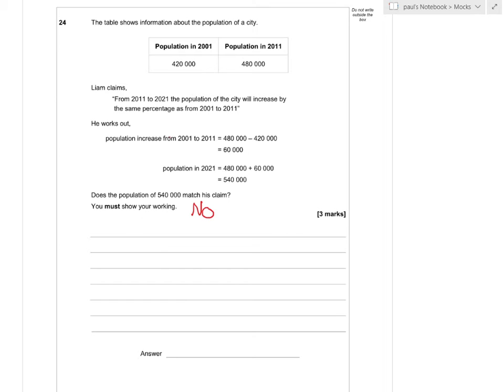So we're going to work out the percentage population increase. So the difference over the original times 100. With the first one, the difference is 60,000. So we're going to do 60,000 divided by the original 420,000 and times that by 100. So 60,000 divided by 420,000 equals, times it by 100, is 14.28%. So that's the first one.